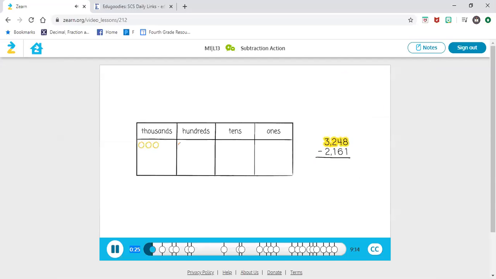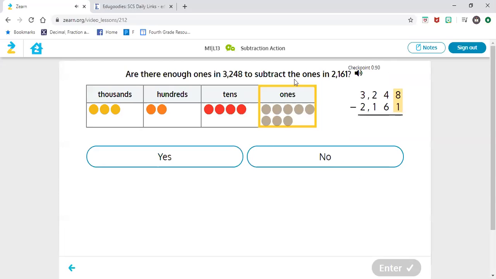I showed 3,248 like this. You got it. Now let's determine if we're ready to subtract. Let's look across the whole from right to left to see if there are enough units in each column. We'll start with the ones column. Are there enough ones in 3,248 to subtract the ones in 2,161? So basically, we're looking at the ones and see if we can subtract 1. Can we take away 1 out of these 8 ones? Yes. So that tells me that I don't have to do any regrouping for that.